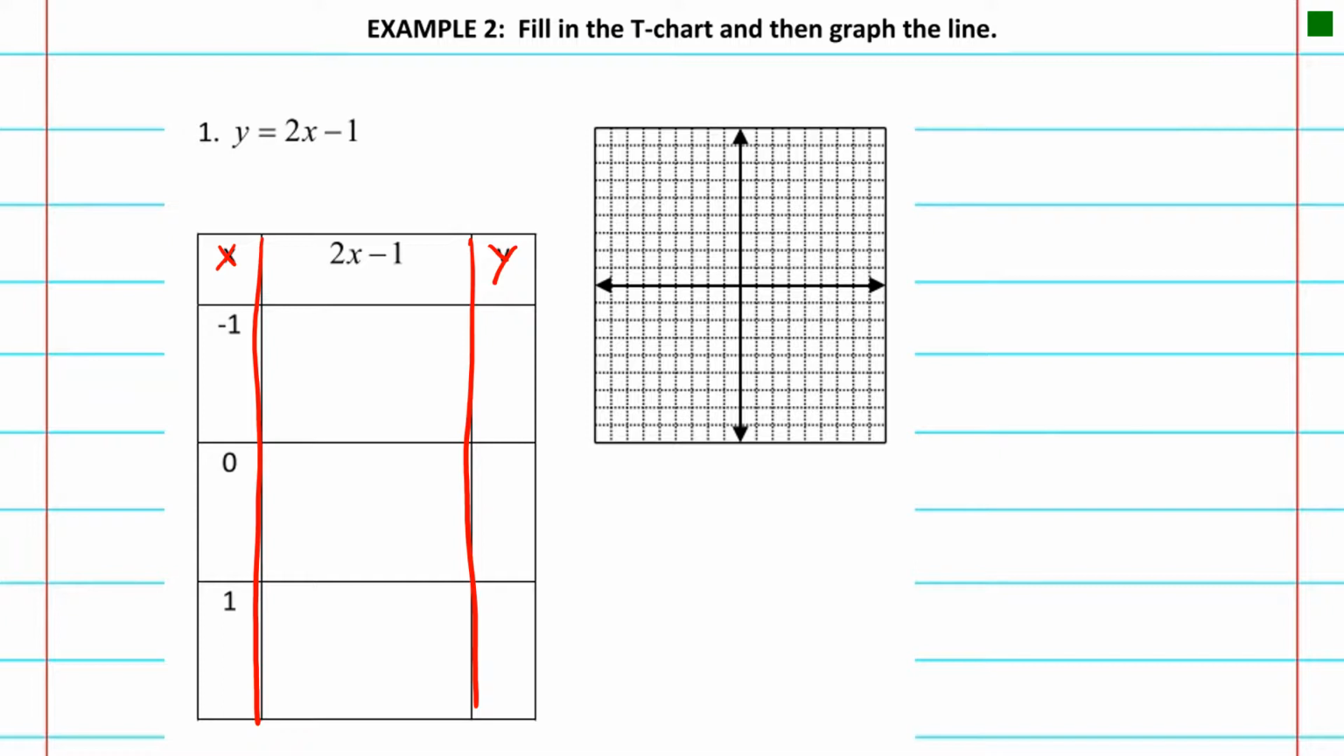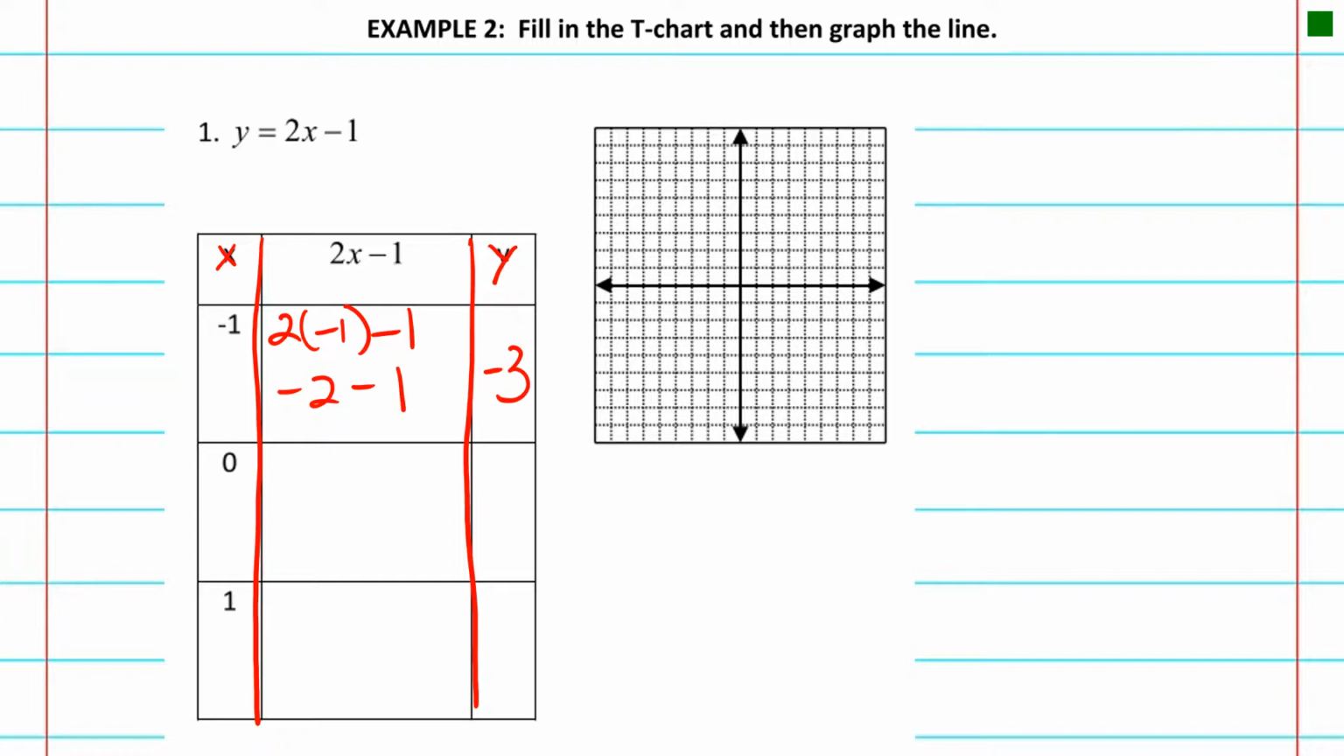Okay, so my equation is 2x minus 1. So I'm going to take out the x and put in a negative 1. Now you did a lot of these type of problems back at Tecumseh, so I know you've got this. So 2 times negative 1 is negative 2 minus 1 is negative 3. So that's negative 3. You see what just happened there?